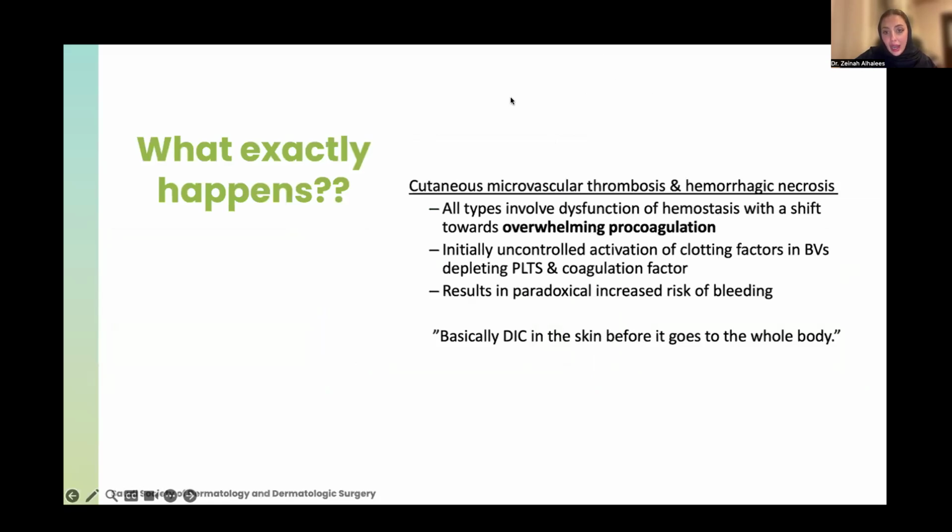So what exactly happens? You have the cutaneous microvascular thrombosis and hemorrhage. Remember, I told you it's like DIC in the skin. All types involve dysfunction of your hemostasis with a shift towards an overwhelming procoagulation. Initially you have an uncontrolled activation of your clotting factors in the blood vessels, but later on you deplete the platelets and the coagulation factors, so you lead into bleeding. There's a paradoxical increased risk of bleeding with purpura fulminans.